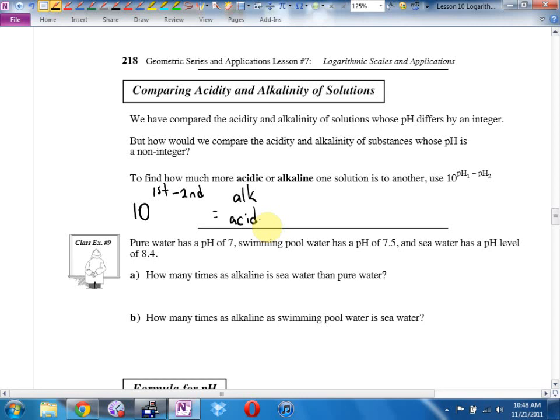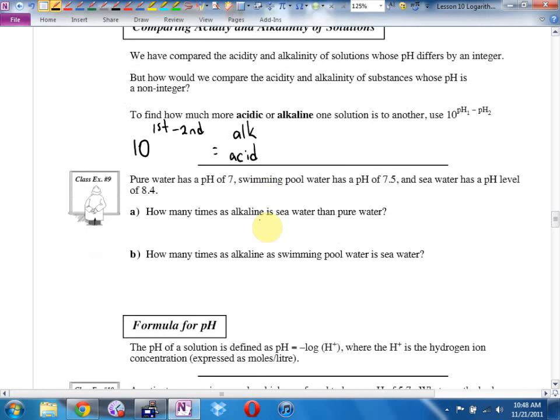Example 9, pure water has a pH of 7. Swimming pool water has a pH of 7.5. Seawater has a pH of 8.5. How many times as alkaline is seawater than pure water? Seawater is 8.4. Pure water is 7. Is seawater to the right? Is it alkaline? Why, yes, it is. It's going to be 10 to the power of 8.4 minus 7. I can do 8.4 minus 7 in my head. It's 10 to the 1.4.